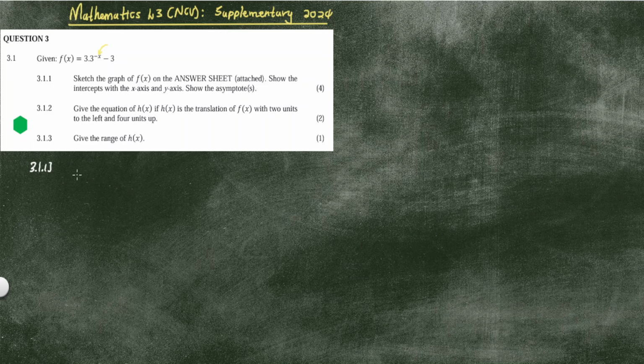3.1.1. We have f of x equal to 3 multiplied by 3 raised to exponent minus x, minus 3. One of the things that we calculate before plotting a function is the y-intercept, where we let x be 0 first. I change f of x to y. Now, this is going to be 3 times 3 raised to exponent minus 0, minus 3.